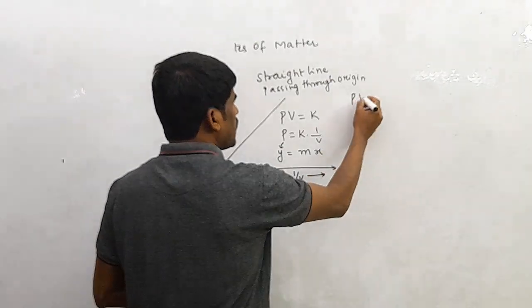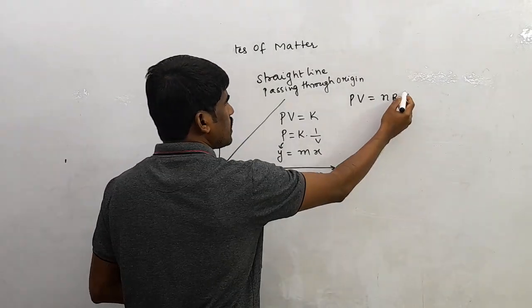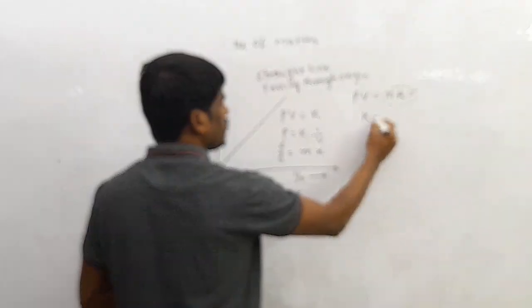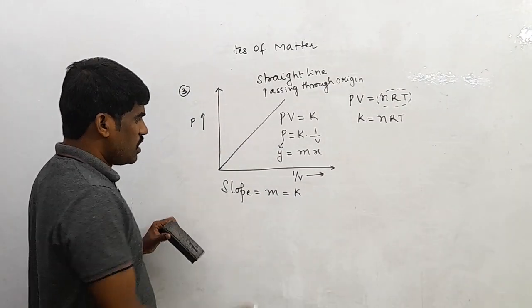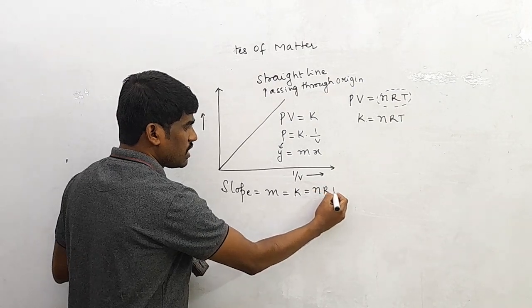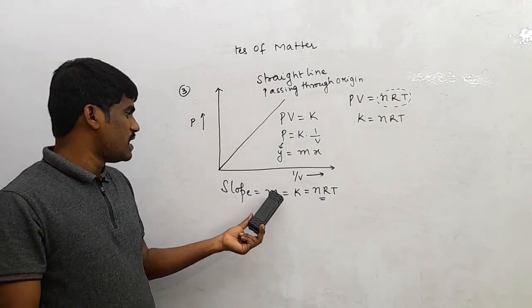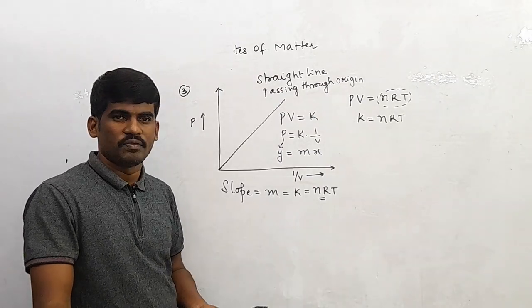And PV is equal to nRT, right? I mean to say, if PV is equal to K, that is constant, K can be taken as nRT. So slope is equal to m, m is equal to K. So K again can be taken as nRT. So the slope is not only equal to K, but also in turn equal to nRT.